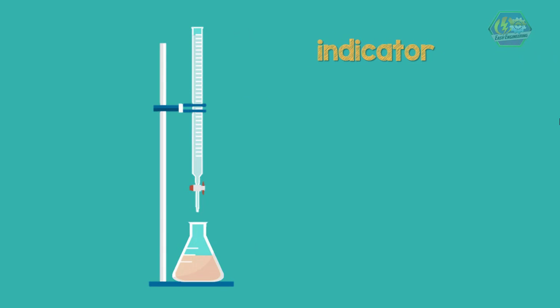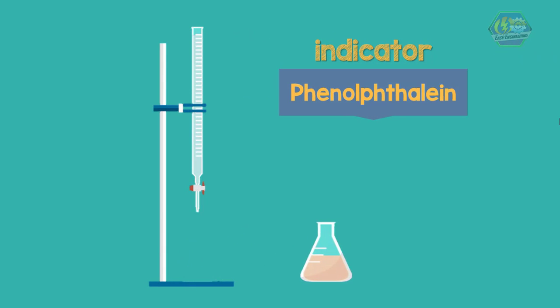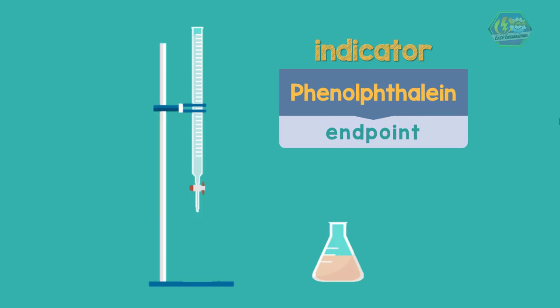You need an indicator called phenolphthalein and put 3 drops into the Erlenmeyer flask. The purpose of this indicator is for us to know the endpoint. Now you start your titration.